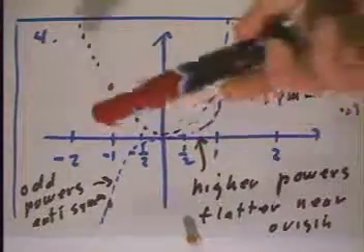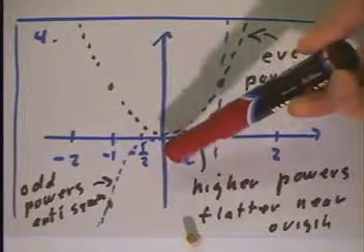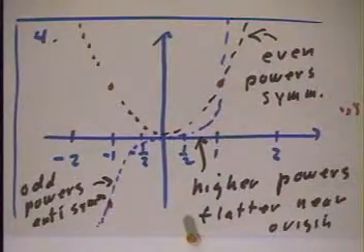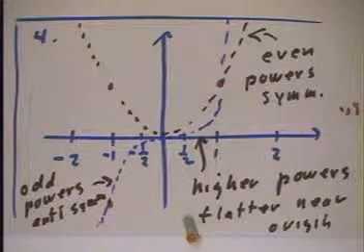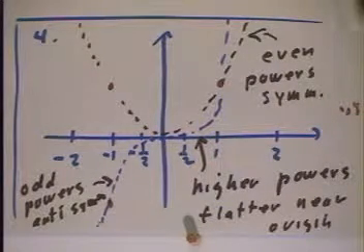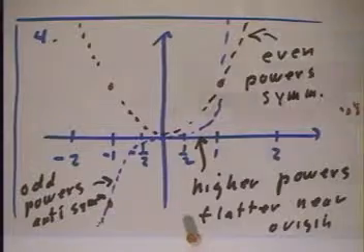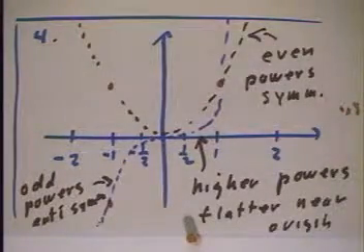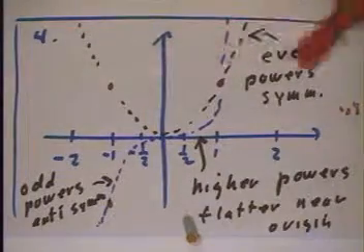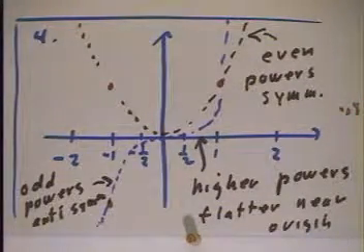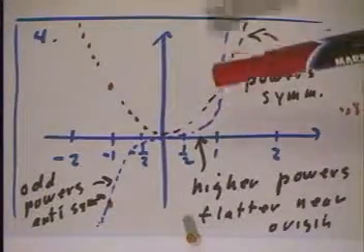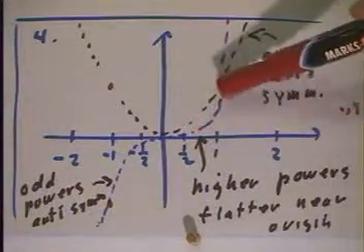By looking at the points -2, -1, -1/2, 0, 1/2, 1, and 2, we can tell a lot about the behavior of power functions. We look here first at the behavior of positive power functions, x squared, x cubed, and so forth. And we start with just x squared and x cubed.